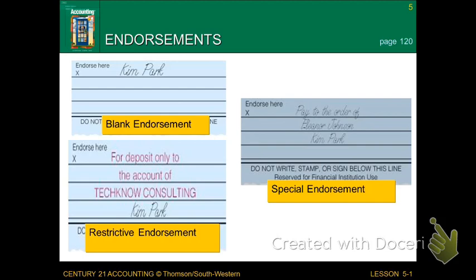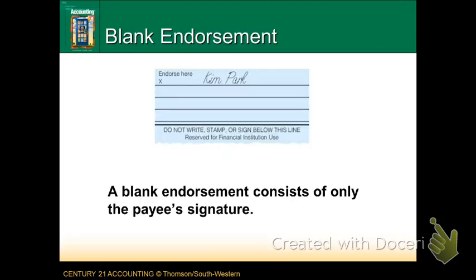Most people know about this endorsement, which is a blank endorsement. All that has is your signature, and that's it. It doesn't say what account it's going into. It doesn't say if it's a savings account or a checking account. It doesn't have the account number. And if you ever endorse a check, of course you want to use pen. You don't want to use pencil because it could be erased.